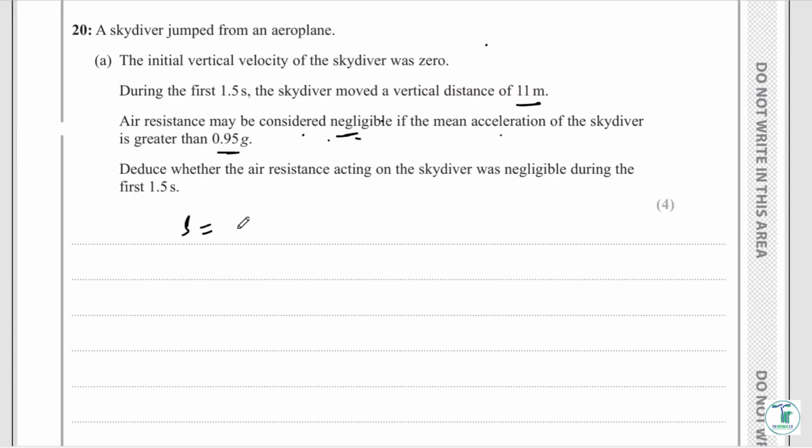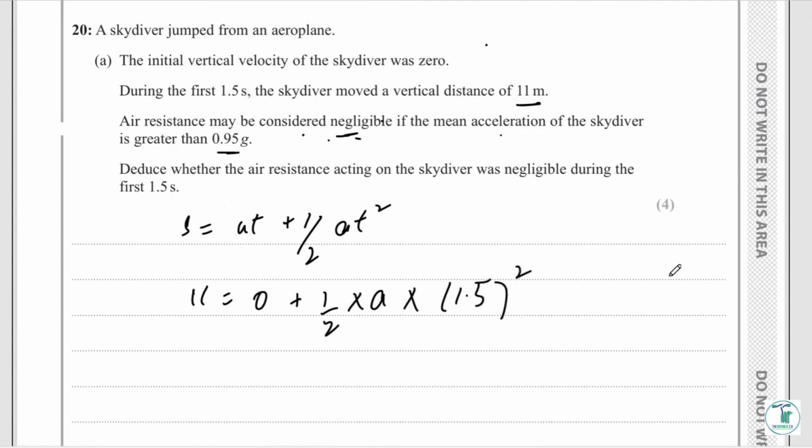So I'm just going to use s equals ut plus half at squared, right? Everybody knows that s comes out to be 11. Initial velocity should have been 0, so 0 times t has to be 0. Then 1 by 2, I'm calculating the acceleration, and time is 1.5 squared.